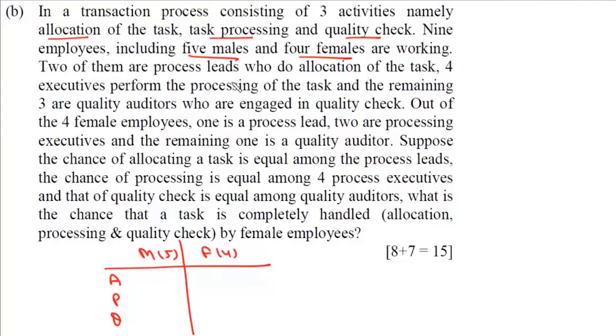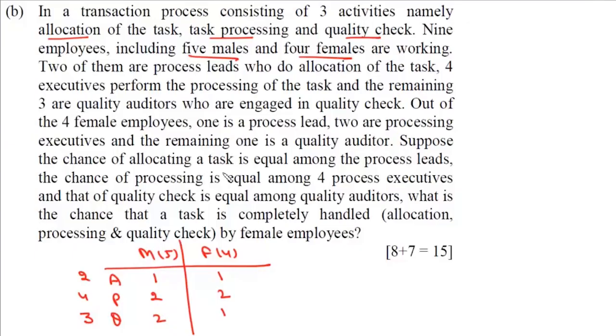2 of them are process leads, 4 perform processing, and the remaining 3 are quality auditors. Now out of the 4 female employees, 1 is a process lead. So we have 1 male process lead and 1 female process lead. 2 are processing executives, so we'll have 2 and 2 here, and then the remaining 1 is a quality auditor. So one of the females is a quality auditor, whereas we have 2 male quality auditors.